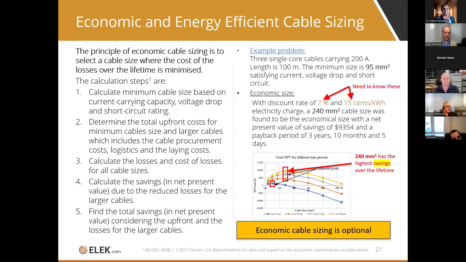You can see an example here where the minimum cable size to meet current rating, voltage drop, and short circuit rating was 95 square millimeters. But when we do the economic sizing over the lifetime of the cable system, the most optimal or economical size, with a payback period of 3 years and 10 months, is 240 square millimeters. That could be a significant cost at the start of a project, but over the lifetime, it's a cost saving. Like I said, economic cable sizing is optional.